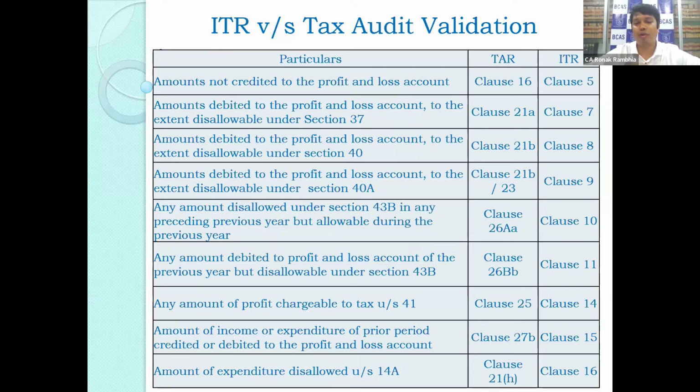Any amount of profit chargeable to tax under section 41, which is in clause 25, has to be mentioned in clause 14 of the income tax return. Income or expenditure of prior period credited or debited to the profit and loss account is 27B, which is clause 15 of your income tax return. And amount of expenditure disallowed under section 14A, which is in clause 21H of the tax audit report, has to be mentioned in clause 16 of the income tax return.